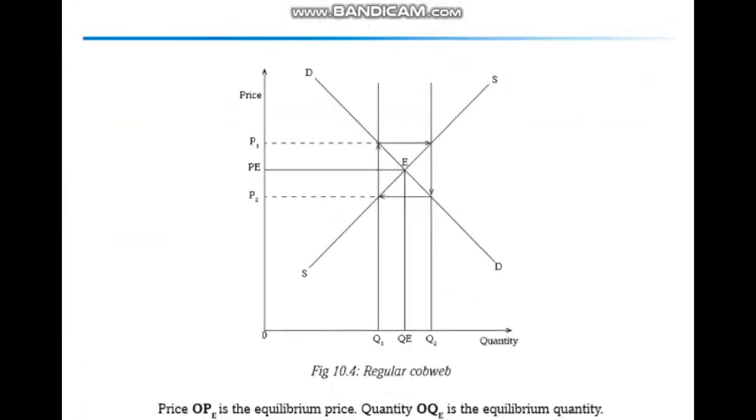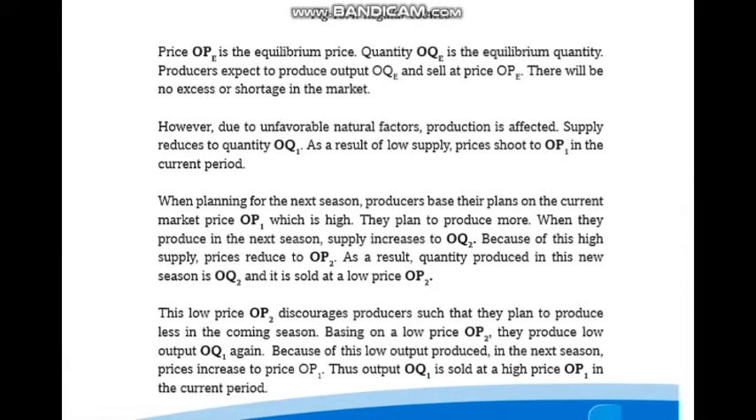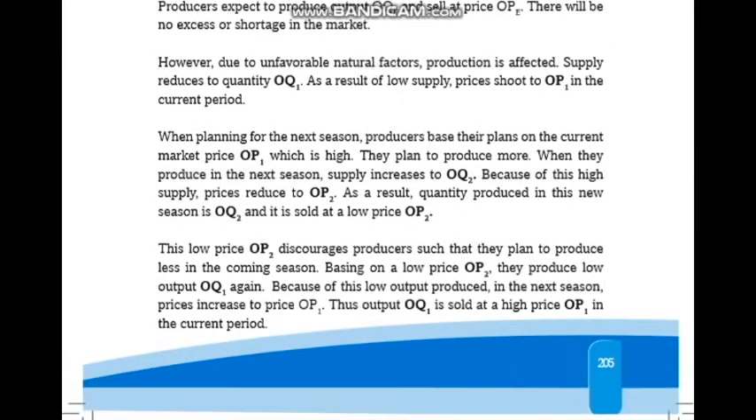It is illustrated here, where price OPE is the equilibrium price and quantity OQE is the equilibrium quantity. Producers expect to produce output OQE and sell at price OPE. There will be no excess or shortage in the market. However, due to unfavorable natural factors, production is affected. Supply reduces to quantity OQ1. As a result of low supply, prices shoot up to OP1 in the current period.